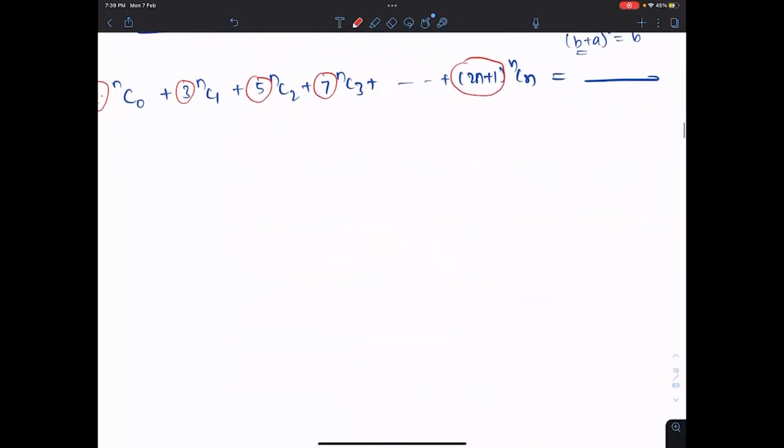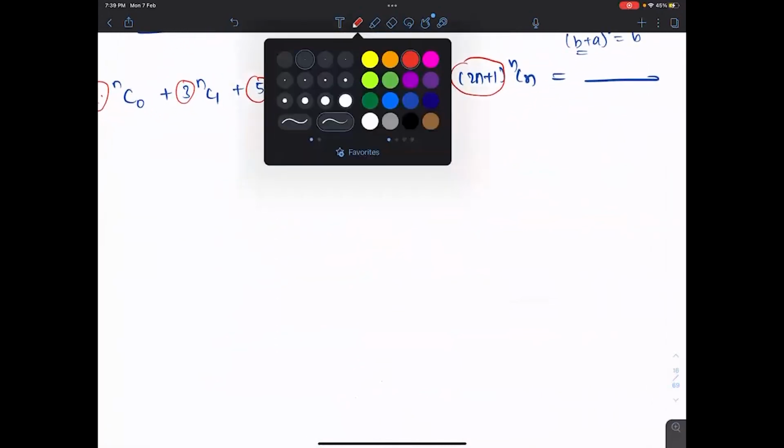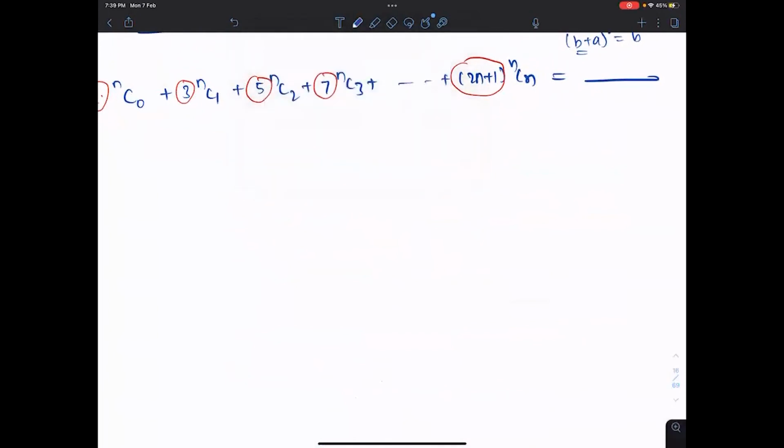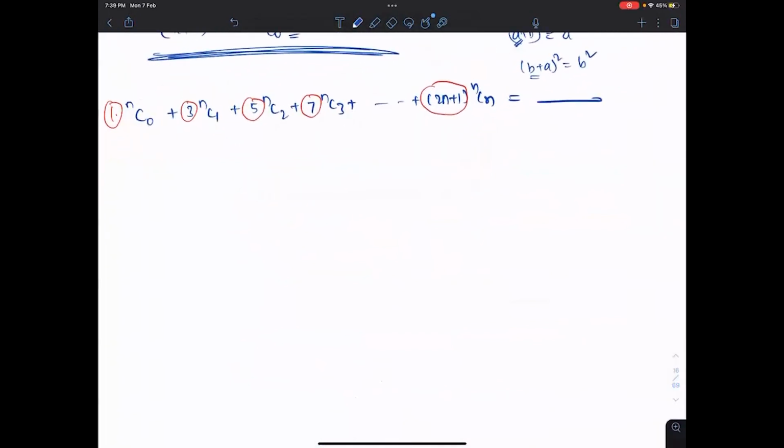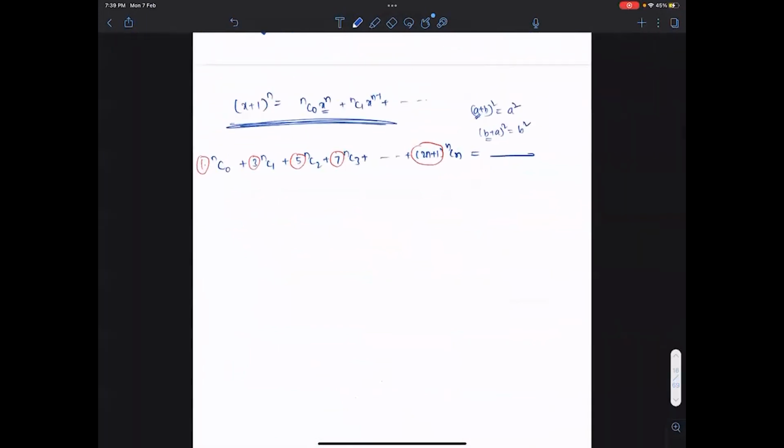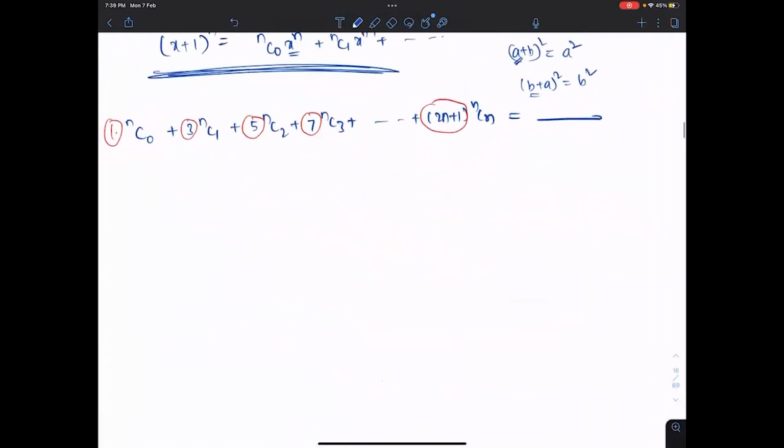Coming back to this question. Now the coefficients are in AP, and here only one simple basic rule will be used: nCr is equal to nC(n minus r). Everyone knows, no? Okay, so nCn equals nC0. Before that, nC(n minus 1) will be there. That is the same as nC1, like that.